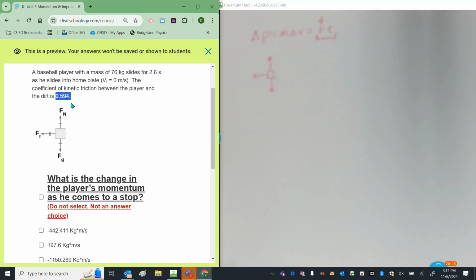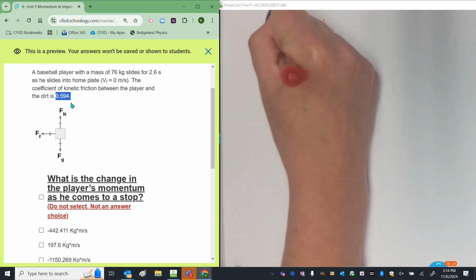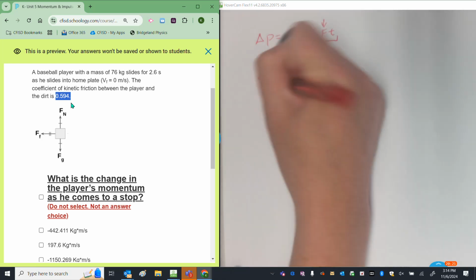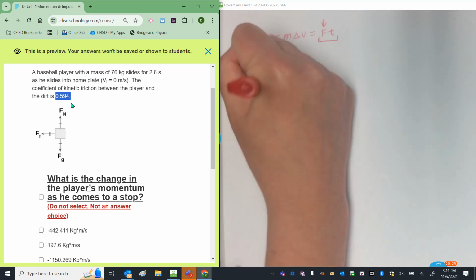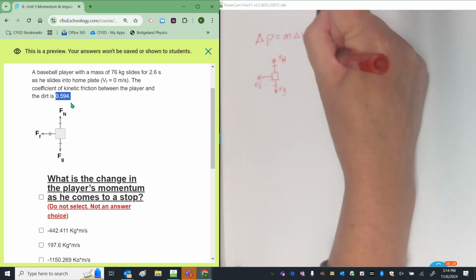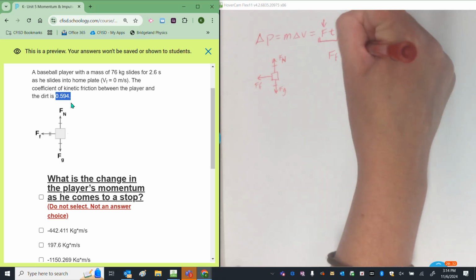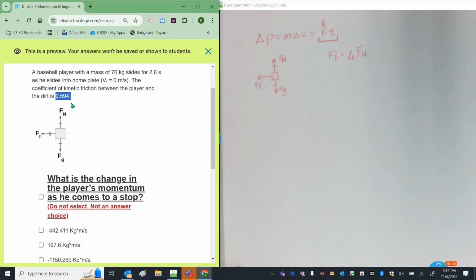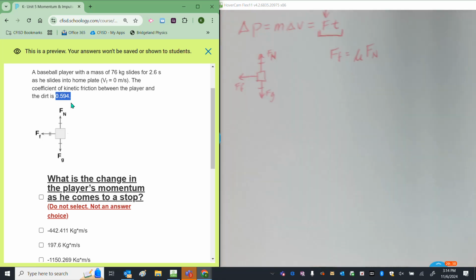Especially if they gave you a mass, because you already know how to find Fn. It's equal to Fg. You know how to find it. And remember, you can figure out that force of friction as long as you know your coefficient of friction and your normal force. Okay, so we can find both of those things. All right, so let's do that.